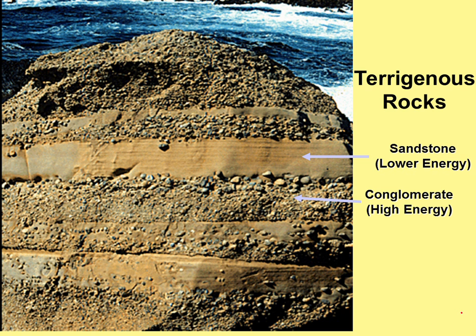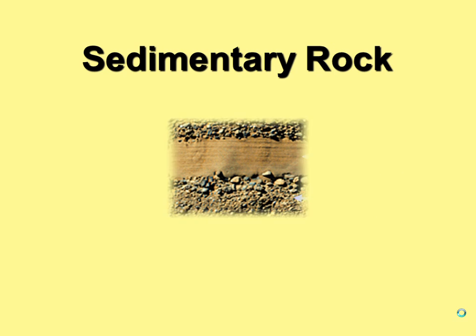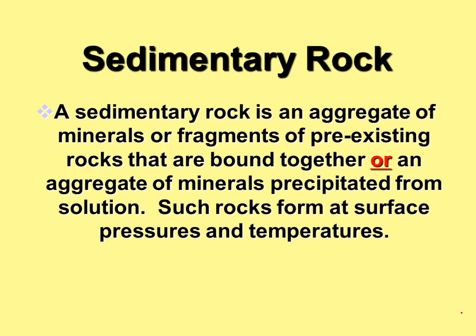So sedimentary rocks, and if I get my slide right, okay, here's kind of the general story. It's an aggregate of minerals or fragments of pre-existing rocks that are bound together, or an aggregate of minerals precipitated from solution. Okay? And then the last part, which we were just talking about, obviously, is that these rocks form at surface temperatures and pressures.